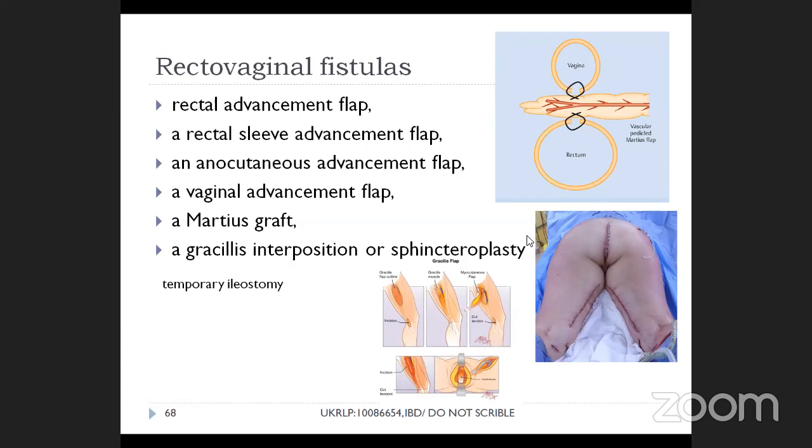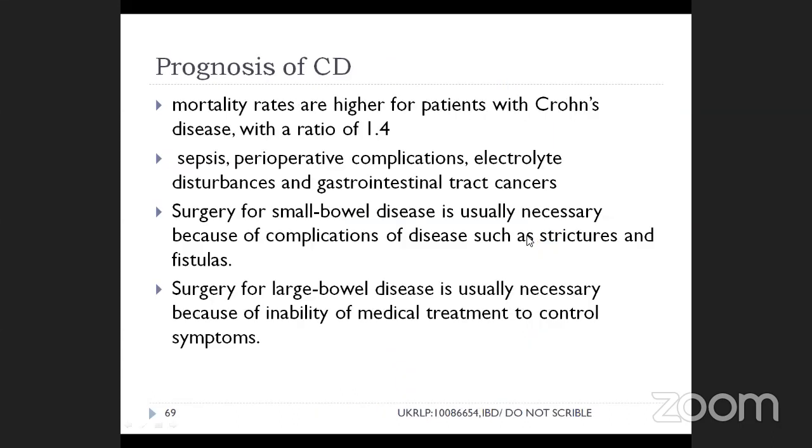So, what is the prognosis of Crohn's disease after surgery? The mortality rates are higher for Crohn's disease when compared to ulcerative colitis, and the ratio is 1.4. And the most common complications of Crohn's disease are sepsis, perioperative complications, electrolyte disturbances, and gastrointestinal tract cancers, especially in the colon.